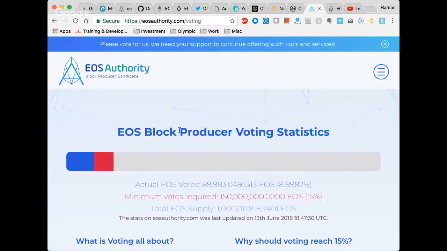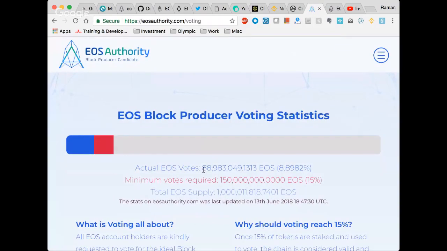EOS authority is tracking the total vote, so it doesn't matter. What you need to look at is that 150 million votes should happen, and about 89 million have happened already out of the 150 million. All right, so what are the other questions?